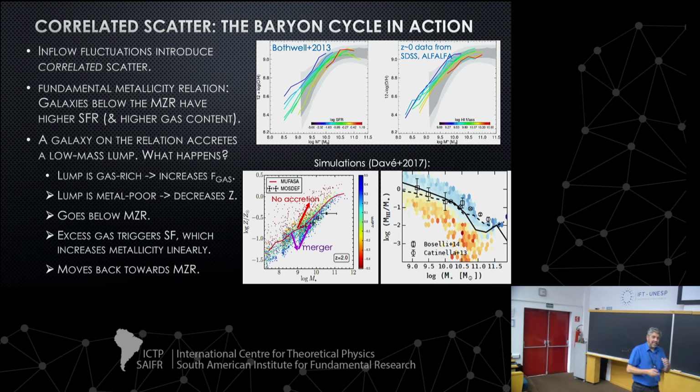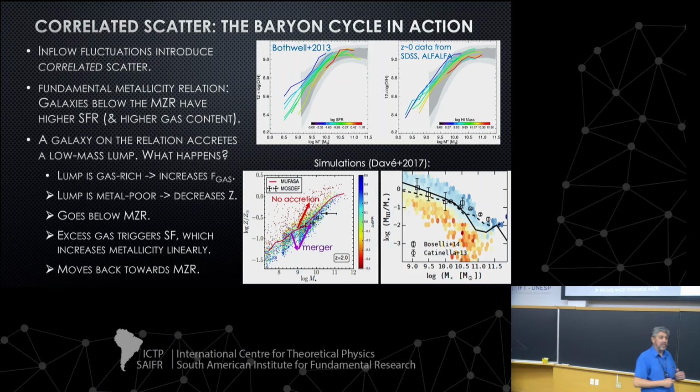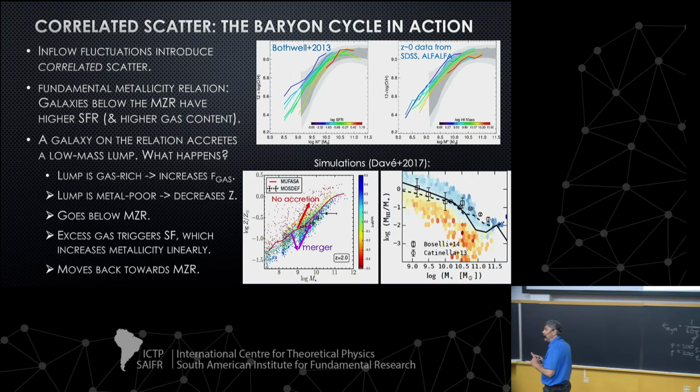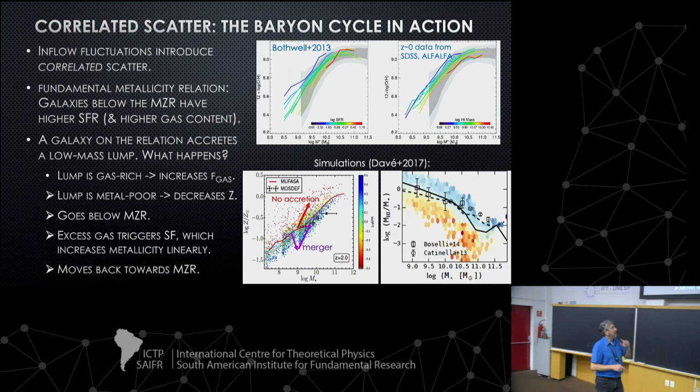In particular, I said that, for instance, the mass metallicity relation has a very small scatter. I was very proud of that, right? It's only 0.1 dex. But the fact is, it's not only that it has a very small scatter, but that scatter is actually correlated. It's weird. Okay, so it seems weird.